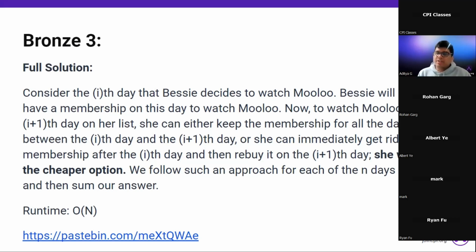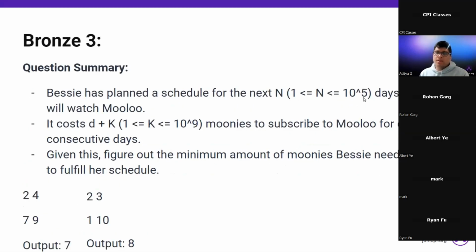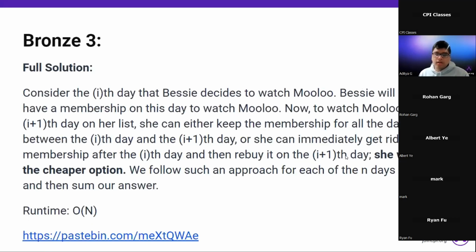So each time we can just say that she's going to go with the cheaper option. The way we can find the cheaper option is to compare both of these options, and whichever one is cheaper, go with that. And we can do this for each of the n days that she wants to watch Mulu and then sum our answer. So this approach gives us an O(n) solution, because we are only looking at the n items that she has in her list. And if you remember, the bounds on n are less than 10 to the 5. So this is going to run in time. Let's look at the implementation.